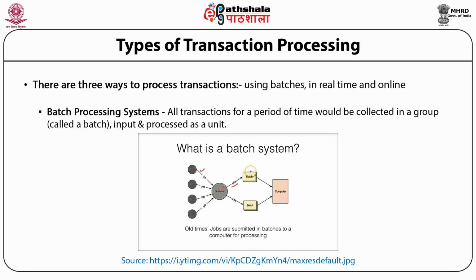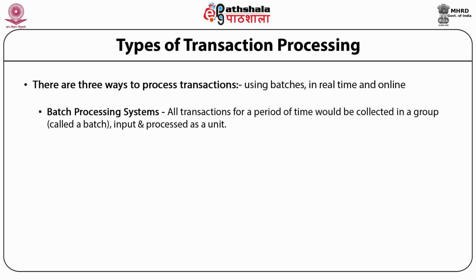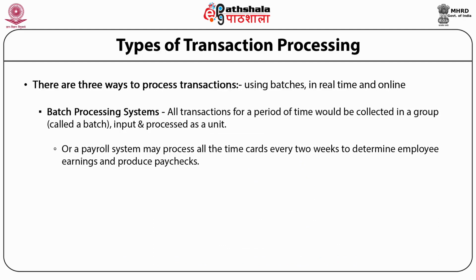A grocery store may update its sales record every day after the store closes. A payroll system may process all time cards every 2 weeks to determine employees' earnings and produce paychecks. Whatever the time period in a batch system, there is some time delay between the actual event and the processing of the transaction to update the records of the organization.